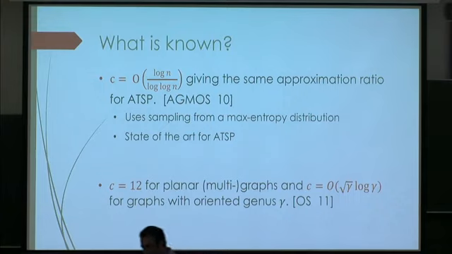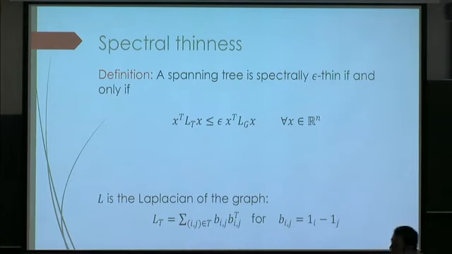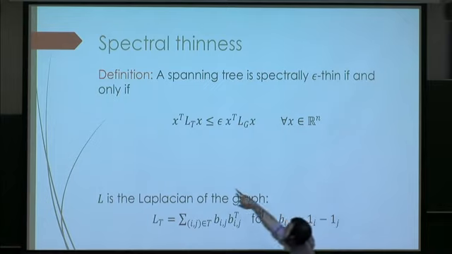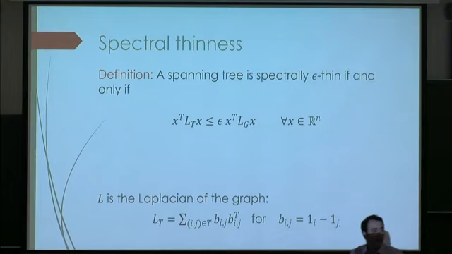Now, the thinness version that I defined for you is across all cuts. Given Nikhil's excellent introduction, you can ask, what about the spectral version, right? Can we look at the eigenvalues and eigenvectors? So you can come up with a similar definition. We say a spanning tree is spectrally epsilon thin if and only if for every vector x in R^n, x transpose L_T x, where L is the Laplacian of the graph, is less than or equal to epsilon x transpose L_G x.